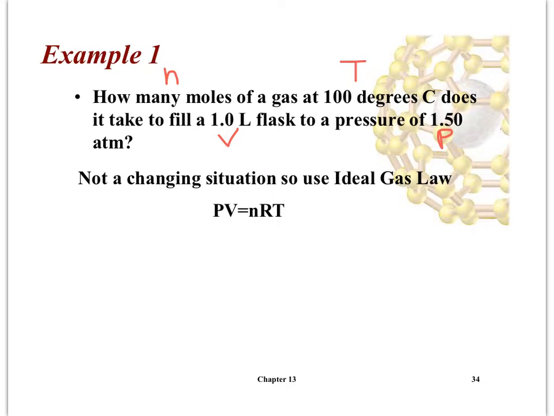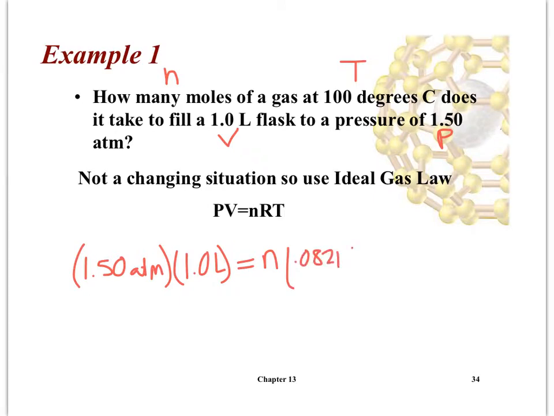And so in that case, because I don't have changing conditions, I use the ideal gas law, the PV equals nRT. So I plug in my values. My pressure is 1.50 atm. My volume is 1.0 liters. N is what I'm solving for. R is not given to me, but it's a constant that I know. And because my pressure is in atm, I have to use the R value that has atms in it. So that's the 0.0821 atm times liters per mole Kelvin.